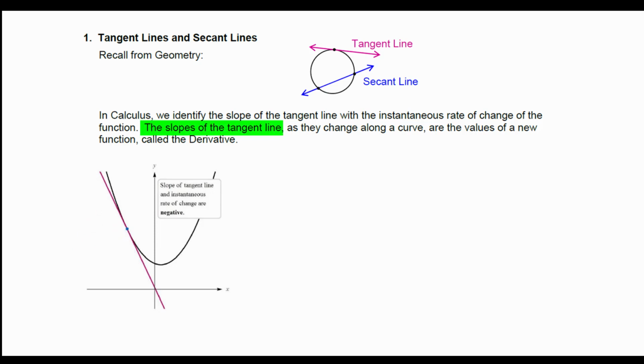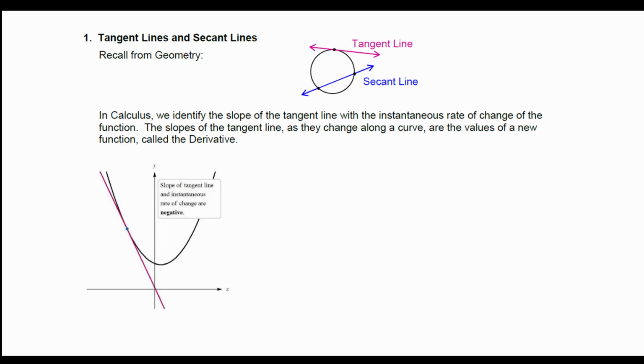The slopes of a tangent line, as they change along a curve, are the values of a new function called the derivative. So the derivative is a slope function of a function. Or you could also think that the derivative is the function that calculates the instantaneous rate of change of a function.